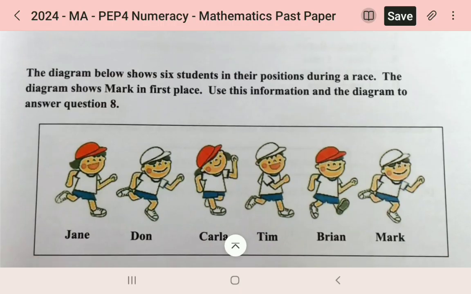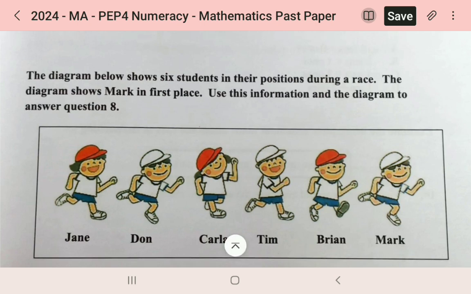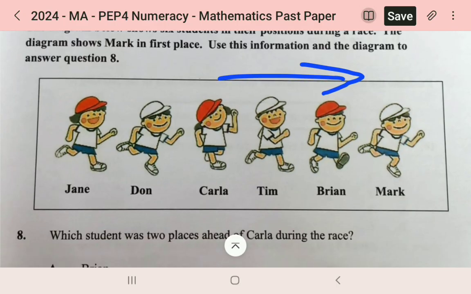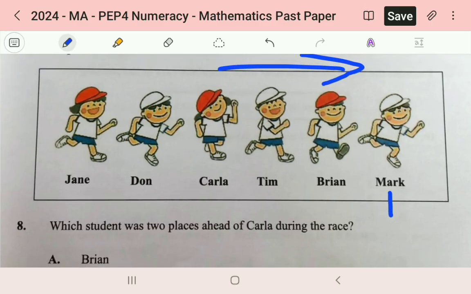All right, the diagram below shows 6 students in their position during a race. The diagram shows Mark in first place. You see the direction they're going in, so you know the finish line is somewhere down that way. So Mark is in first place. Use the information and the diagram to answer question 8. So if he's first, this is second, third, and it continues like that.